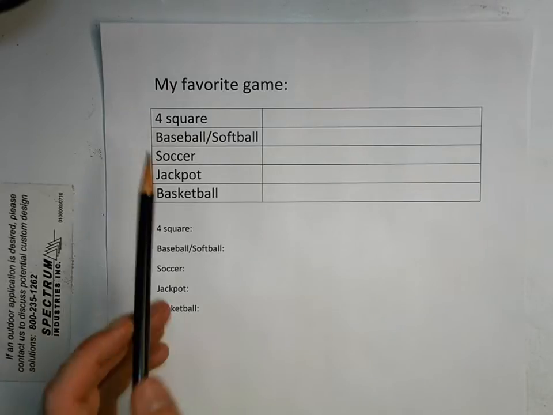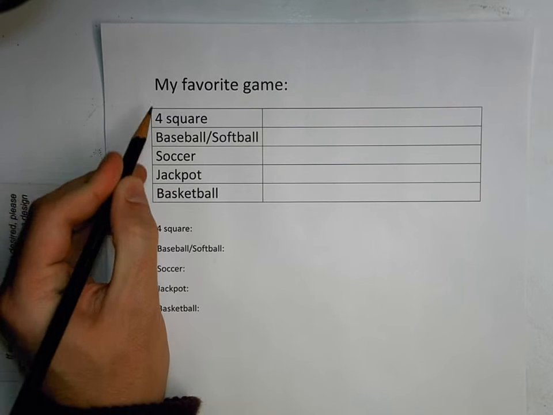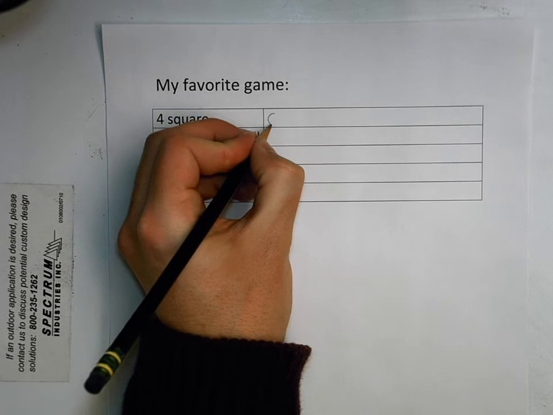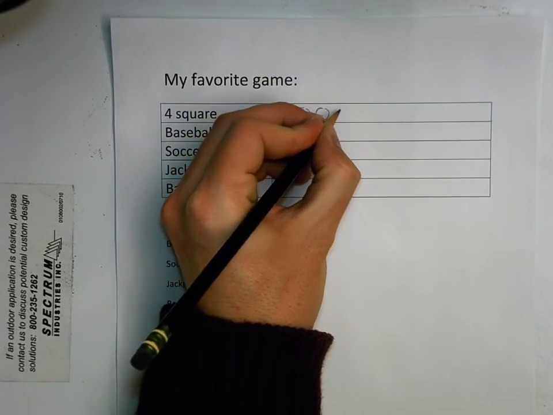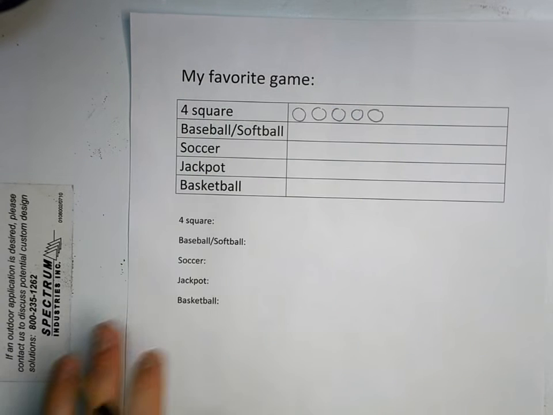If you would want to play Foursquare, please raise your hand. Okay, there were 5 kids. Now in a picture graph, I'm going to use a picture or a shape to show my number. So since all of these games use balls, I'm going to make a ball, a circle, for each one. 1, 2, 3, 4, 5.